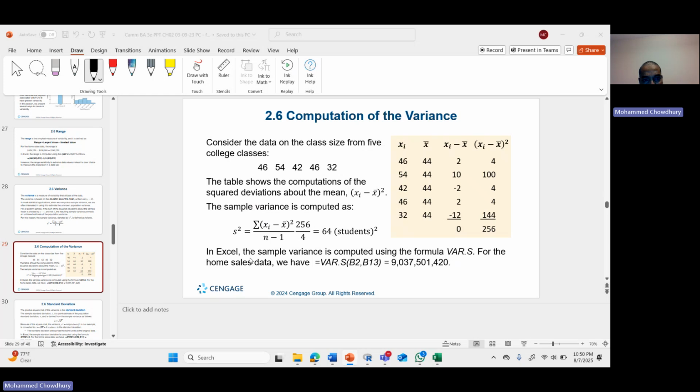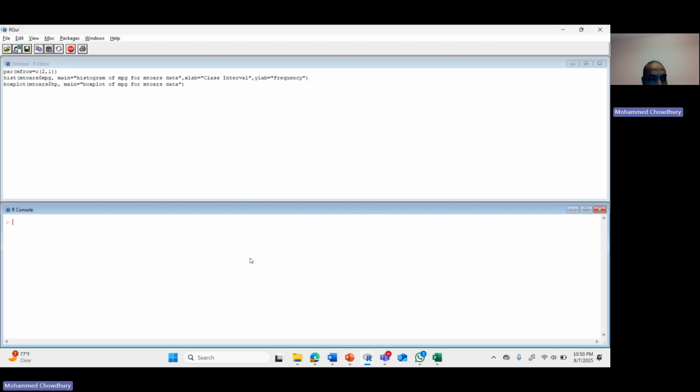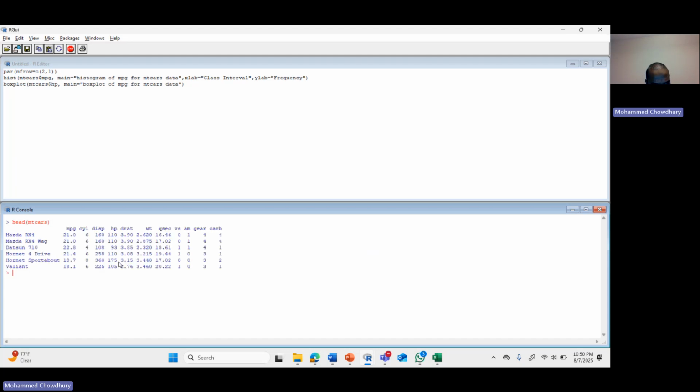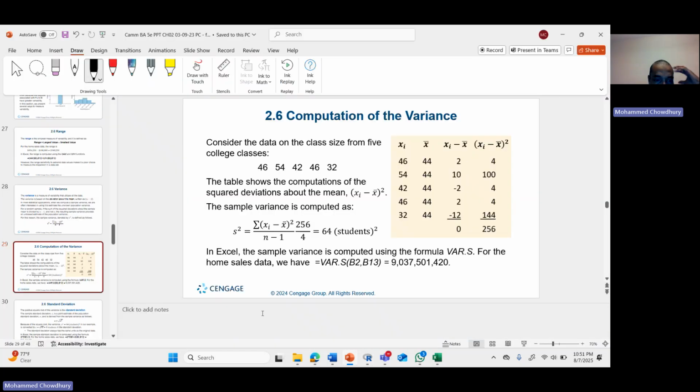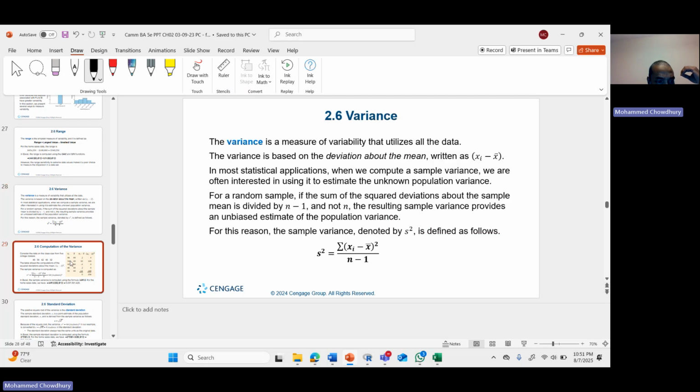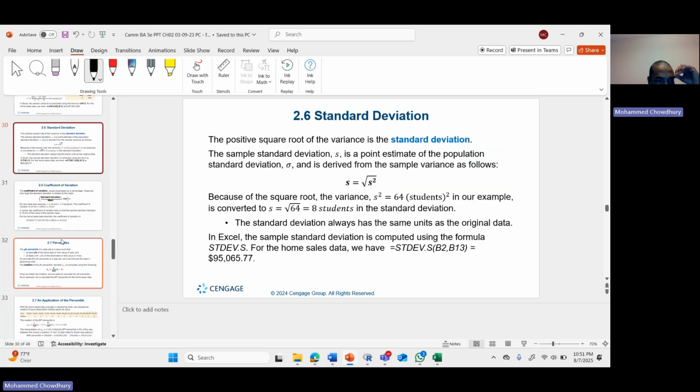Now for Excel data and R data, suppose I have this data, head, mtcars, and then if I am asked to find the SD, SD stands for standard deviation, mtcars dollar sign mpg, this is the standard deviation. And then if you put var instead of SD, then you get variance. So you get standard deviation and variance, and then standard deviation and variance is done.